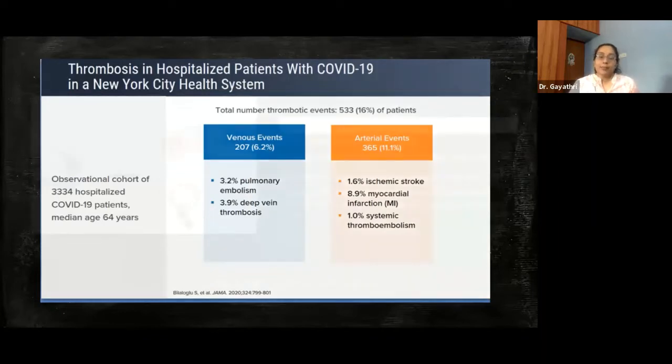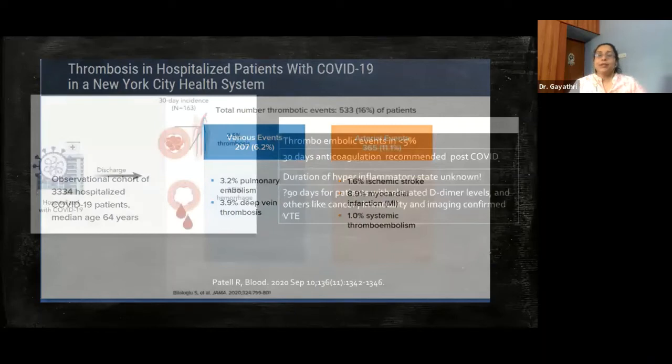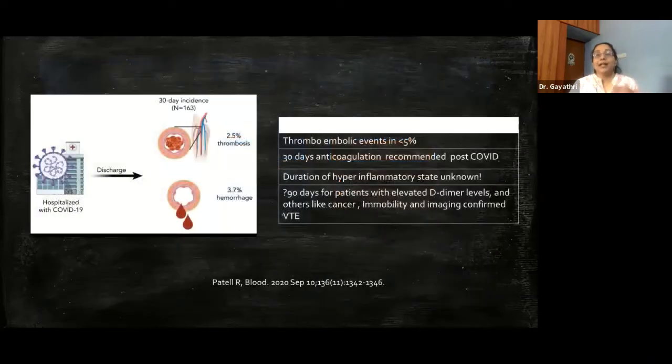Coming to the post-COVID state, papers show that thromboembolic events in patients who have recovered from COVID are around less than 5%. And these patients, depending on the D-dimer levels, are usually on anticoagulation. Because we don't know the duration of the hyperinflammatory state, some of these patients may be continued on oral anticoagulants because of high D-dimer levels, especially patients who have cancer, immobility, or where imaging has confirmed venous thromboembolism. In such patients, the oral anticoagulants may be continued for even 90 days or more.